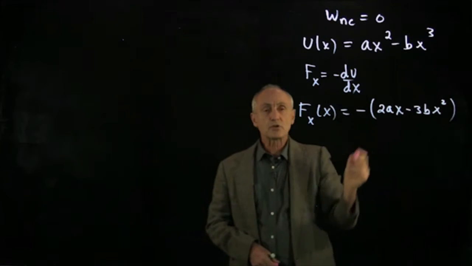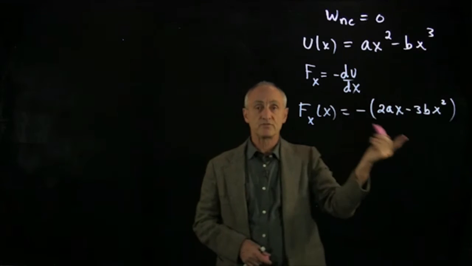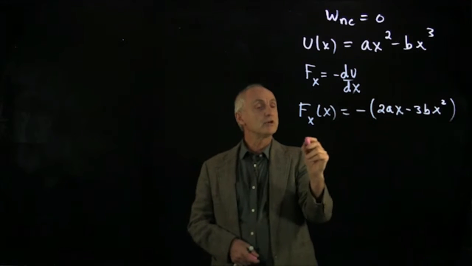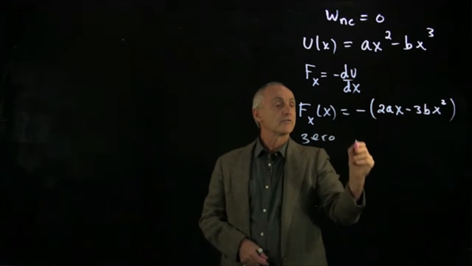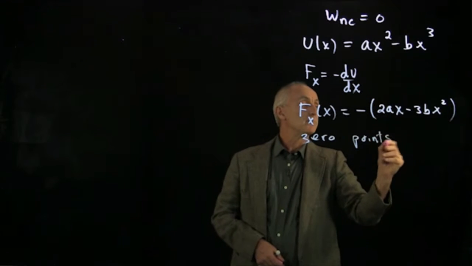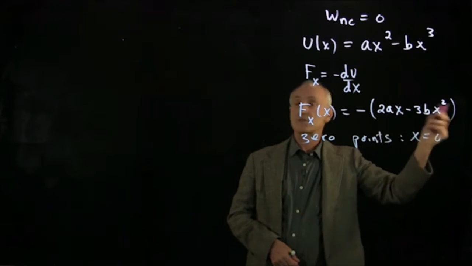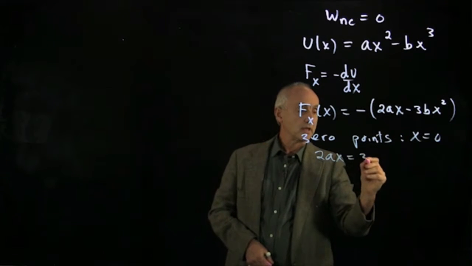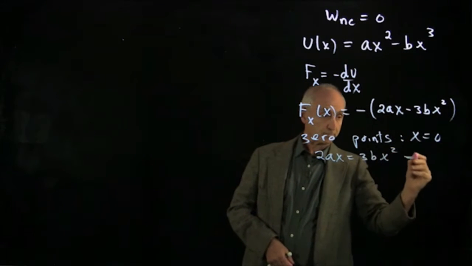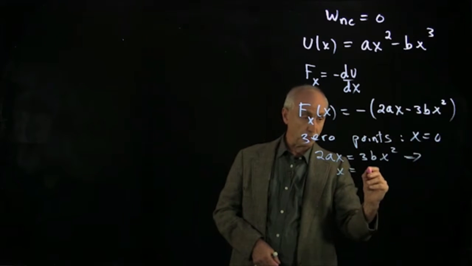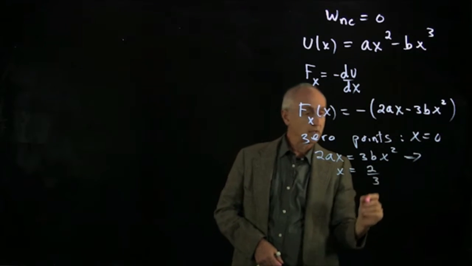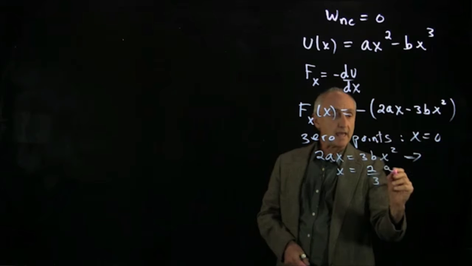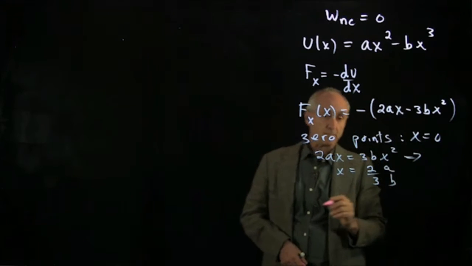Now, we ask ourselves, where does this force vanish? If we look at the 0 points for the force, we can see immediately that there's one at x equals 0. The other one, if we set 2ax equal to 3bx squared, tells us that we have another 0 point at x equals 2/3 a over b.